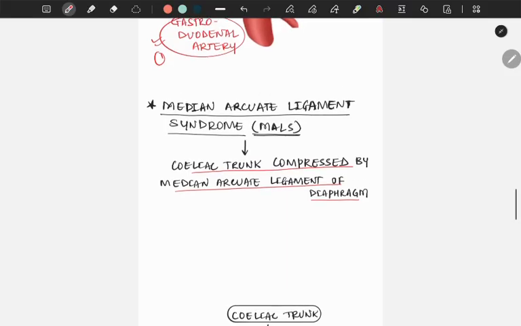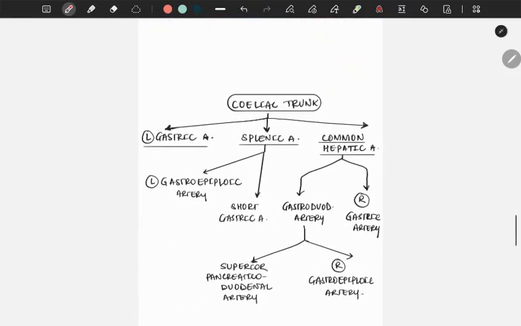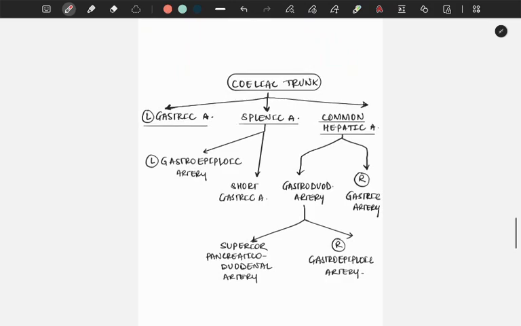To quickly recap, the celiac trunk is the first major branch of the aorta and is responsible for supplying the foregut organs. Its three main branches are the left gastric, supplying the stomach and esophagus; the splenic, supplying the spleen, pancreas, and stomach fundus along the greater curve; and the common hepatic, supplying the liver, gallbladder, duodenum, and more stomach. Mastering this triad is key to understanding abdominal vascular anatomy.